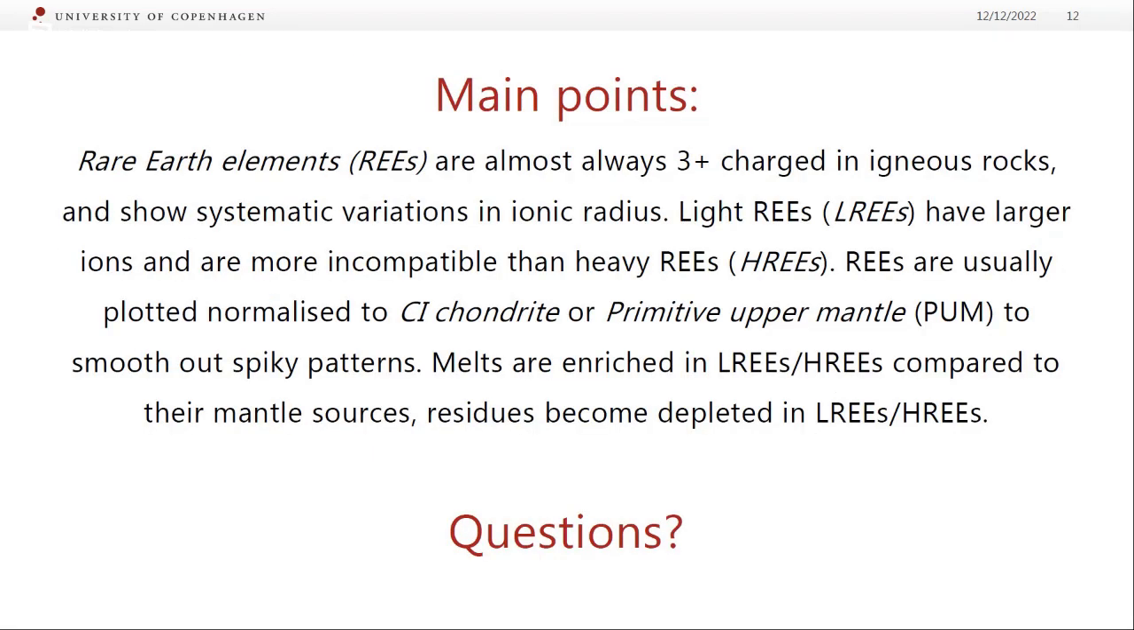All right. So rare earth elements are almost always 3+ charged, and they have systematic variations in ionic radius. This means that they also have systematic variations in how compatible they are. Light rare earths are larger ions and more incompatible than heavy rare earths. We usually plot these as chondrite-normalized or primitive upper mantle-normalized diagrams to smooth out this initial spikiness. And melts are generally enriched in light rare earths relative to heavy rare earths compared to their mantle sources. Residues of melting become depleted in light rare earths compared to heavy rare earths. Any questions about that?